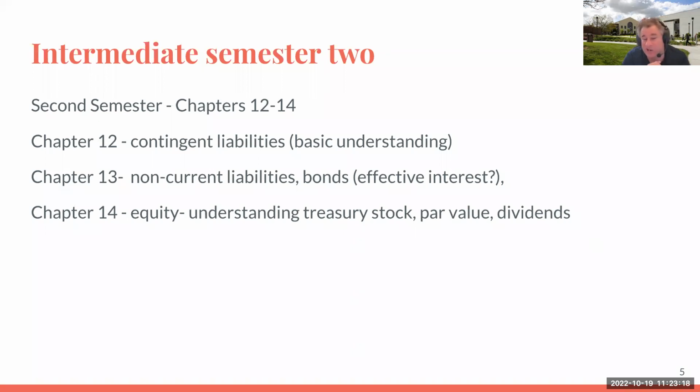Chapter 13 deals with non-current liabilities, bonds. When you get to non-current liabilities, what I would really suggest doing is going back and brushing up on bonds. I would also look at how you do the effective interest method. Also really important to do. For chapter 14, you're going to be dealing with owner's equity, right? So how does treasury stock work? How does par value work when we issue stock? And then how do we go through and record dividends?